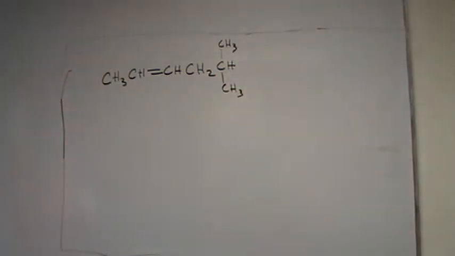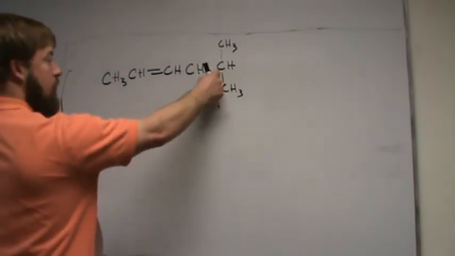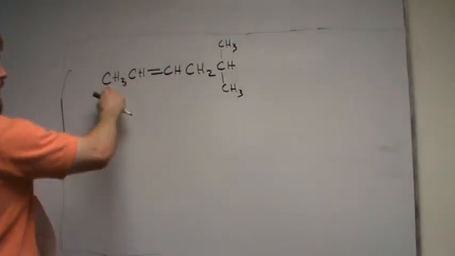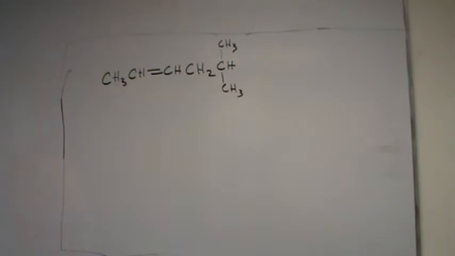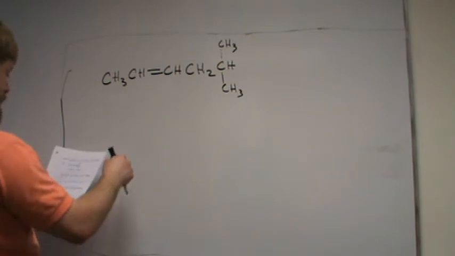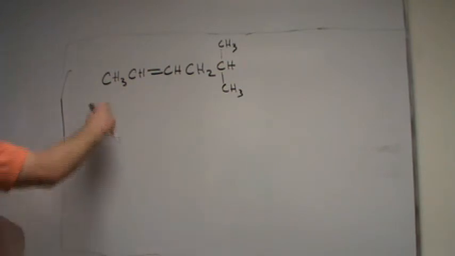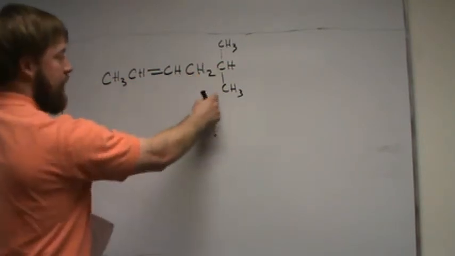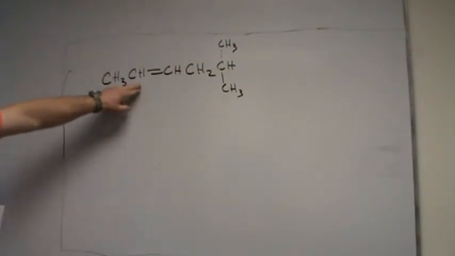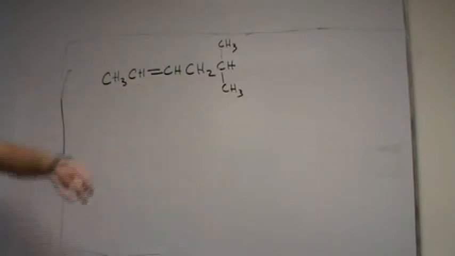If we start from the right, we have 1, 2, and at carbon 2 there's a methyl substituent. 3, 4, 5, 6. We can start from the left and have 1, 2, 3, 4, 5, 6. Okay. So we either have 2-methyl, or we can choose the numbering from the left-hand side and put the alkene as carbon 2. The double bond trumps the substituent.